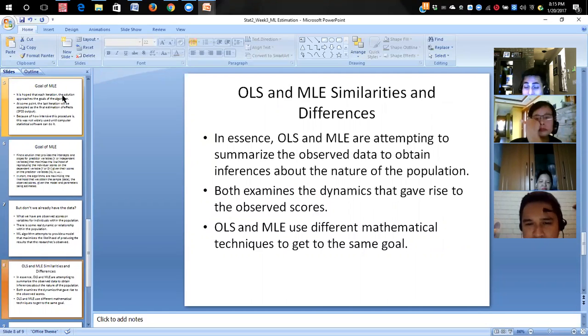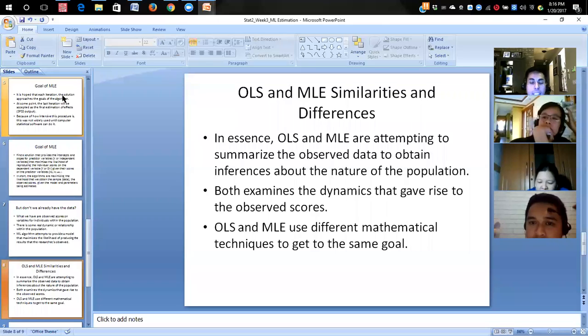Well, in essence, last week we covered OLS. OLS and maximum likelihood estimation are attempting to summarize the observed data to obtain inferences about the nature of the population. And this nature is the dynamic. This nature is the relationship of those variables in our sample that will represent the population.